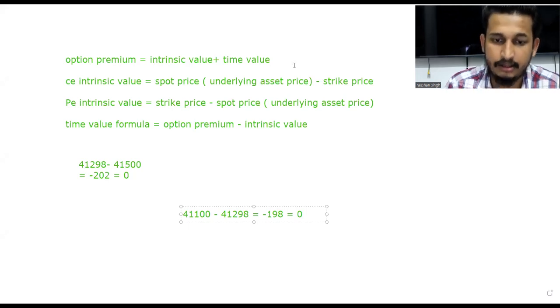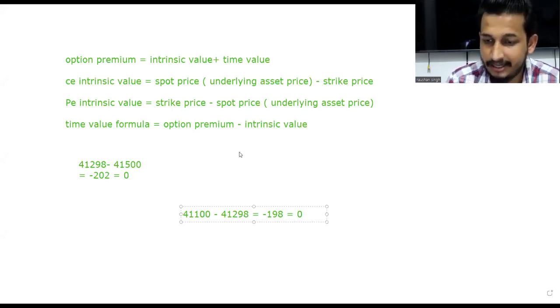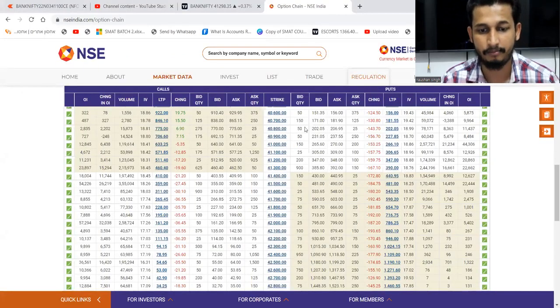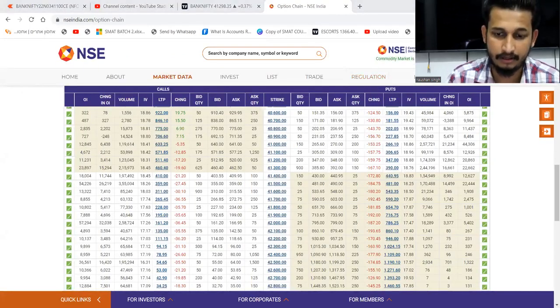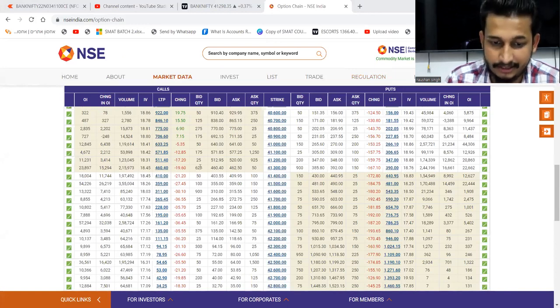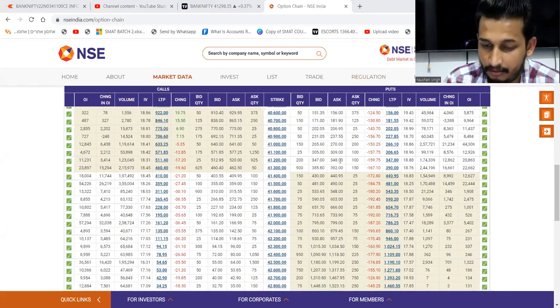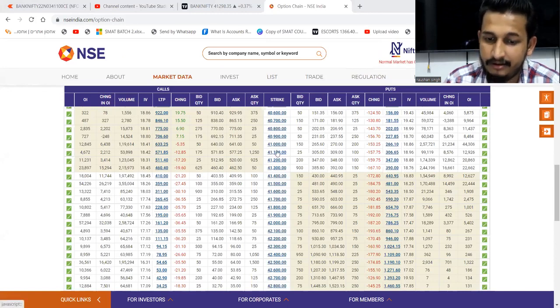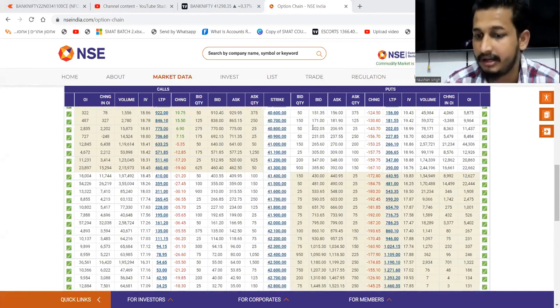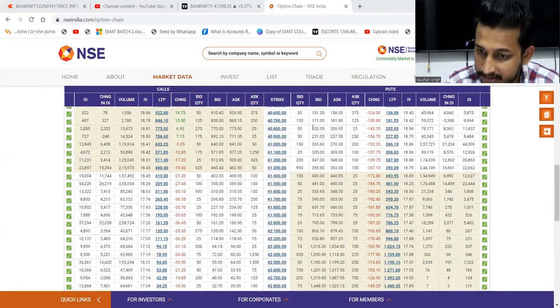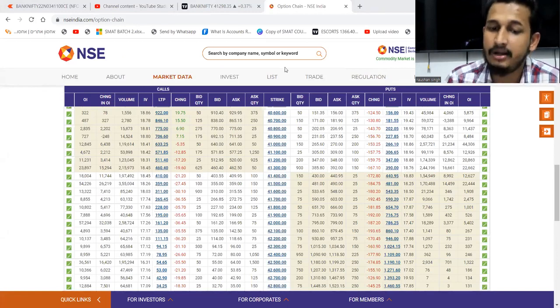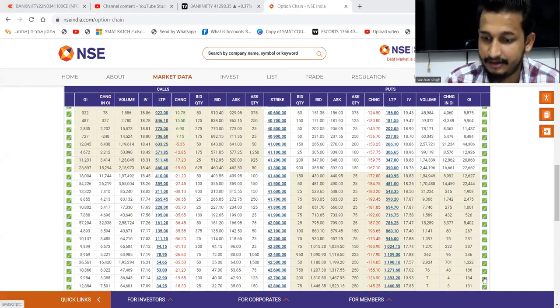Simple thing is that if we want to know the intrinsic value, the exact value of an option, for put options we set strike price minus underlying asset price. So strike price is 41,100 minus 41298. If we do that, we get minus 198. Intrinsic value cannot go in negative, I just told you, which means it is going to be zero. The conclusion is that OTM will never have intrinsic value.